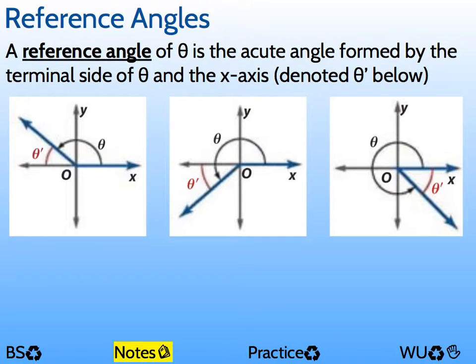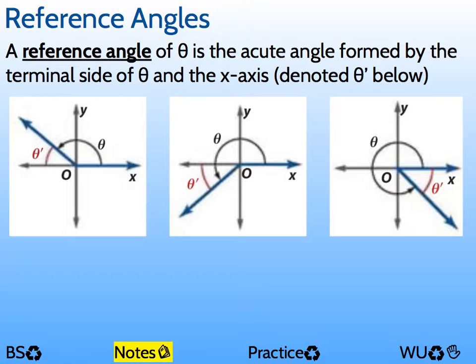If you have an angle in standard position, which we'll call theta, then a reference angle, which we're calling theta prime, is the acute angle that's formed between the terminal side of the angle and the x-axis. And yes, it's always the x-axis.